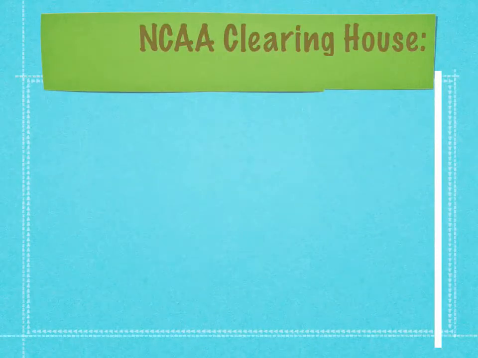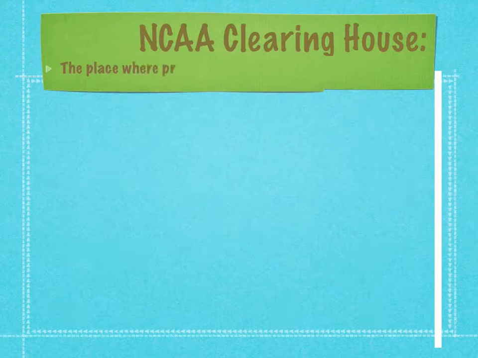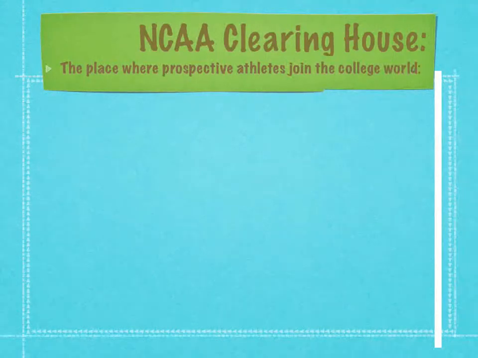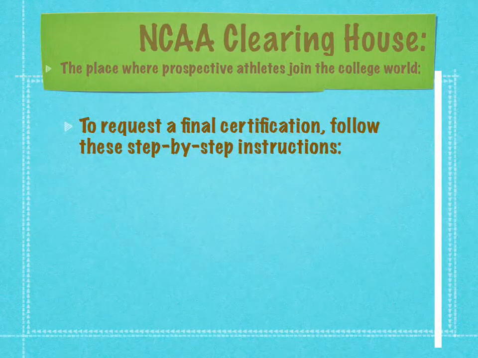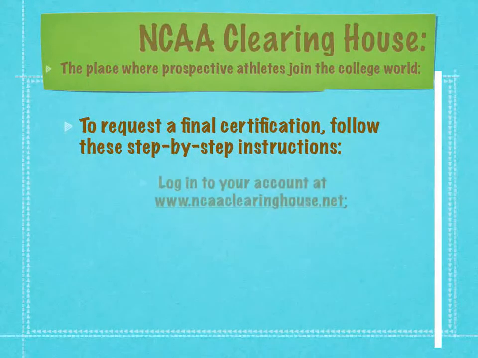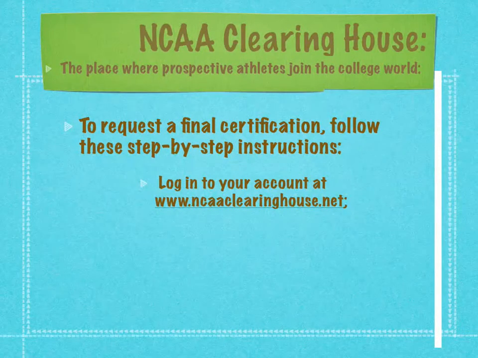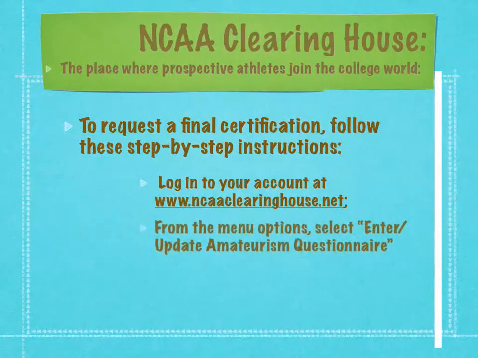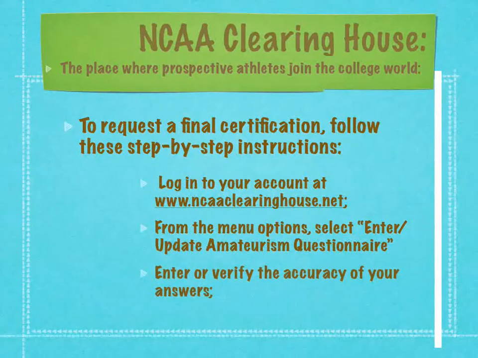Now that we've registered with the NCAA Clearinghouse, let's find out how to get certified. To request your final certification, follow these step-by-step instructions. First, you'll need to log into your account. From the menu options, select Enter, Update, Amateurism Questionnaire. Enter or verify the accuracy of your answers.